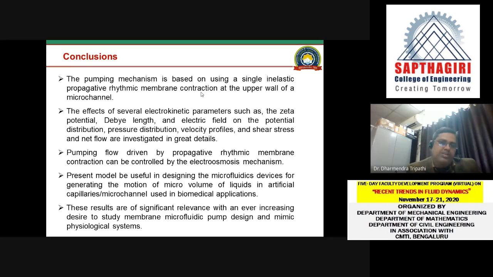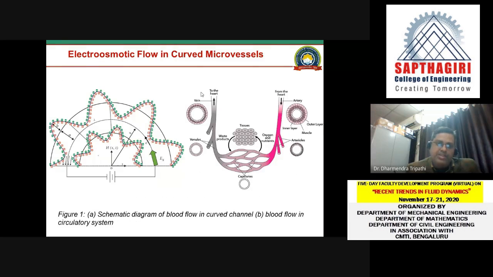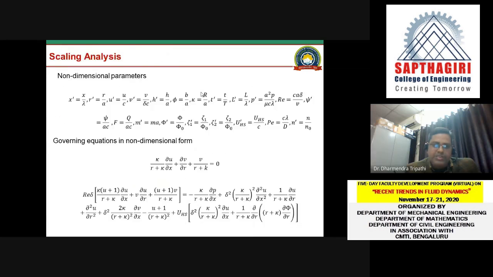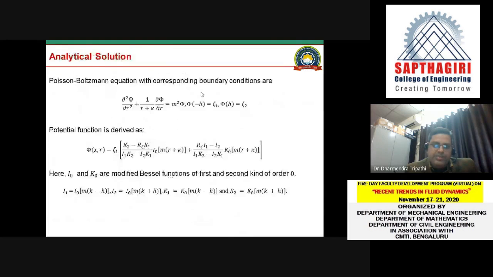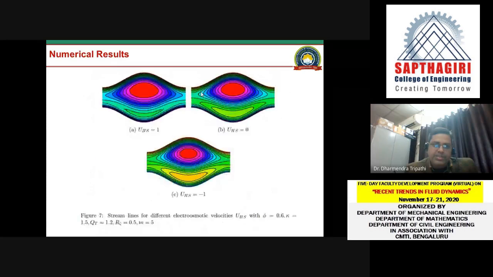So I can conclude the basic things: any type of physiological flow or industrial fluid flow can be controlled with the help of an electric field. I have prepared other models also, but due to time I cannot go through them. So you must just see the other models.